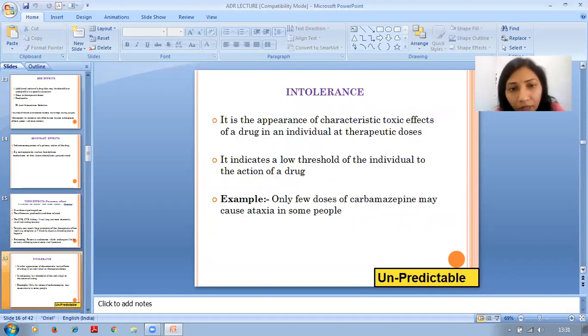Intolerance. It is the appearance of characteristic toxic effects of a drug in an individual at therapeutic doses. Some patients develop the toxic effect even at therapeutic doses. This is intolerance. So it indicates a low threshold of the individual to the action of the drug. Example: very few patients develop ataxia to carbamazepine. This is an unpredictable type.